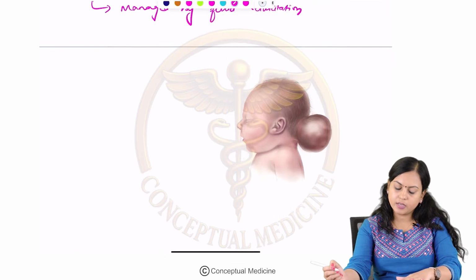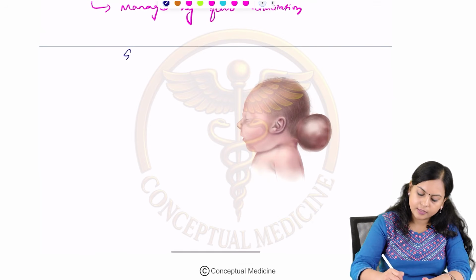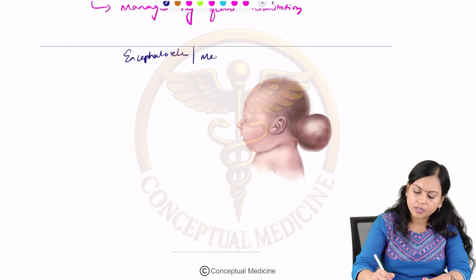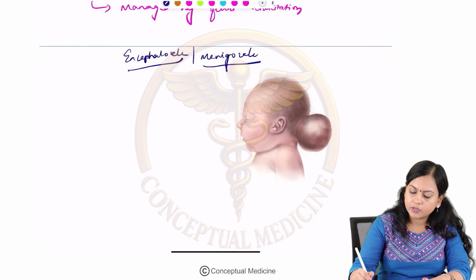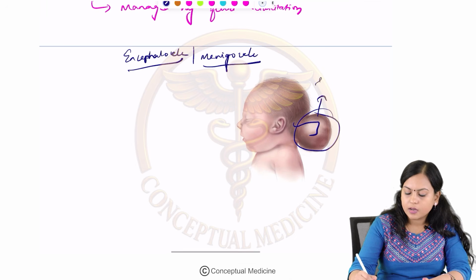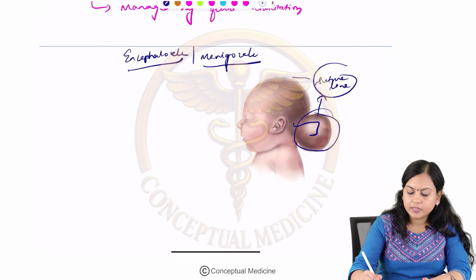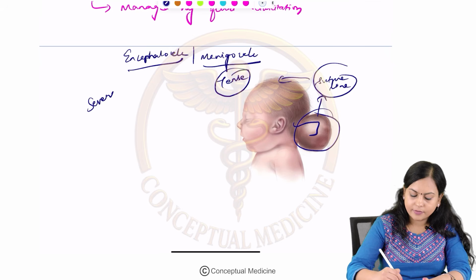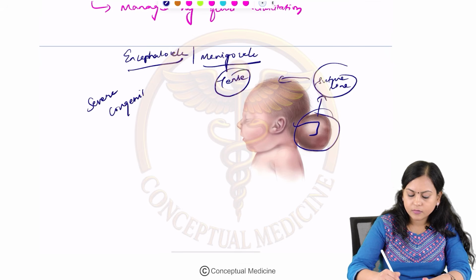sutures. Okay. Next is encephalocele or meningocele. Meningocele, only the meninges are present. Encephalocele, when brain tissue also herniates. Okay, so this is mostly present over a sutural line, and this can become tense as the baby cries. Okay, it is a severe congenital abnormality. Okay.